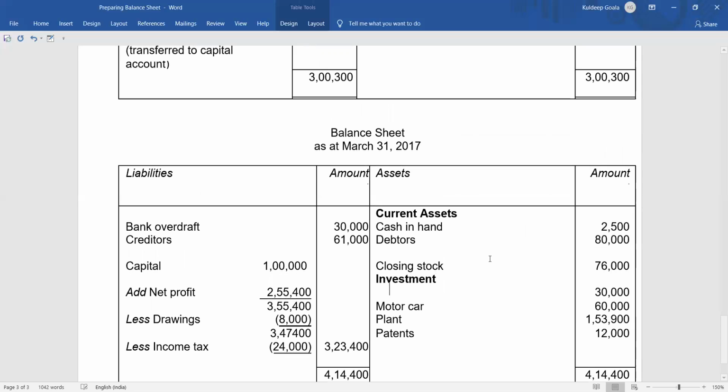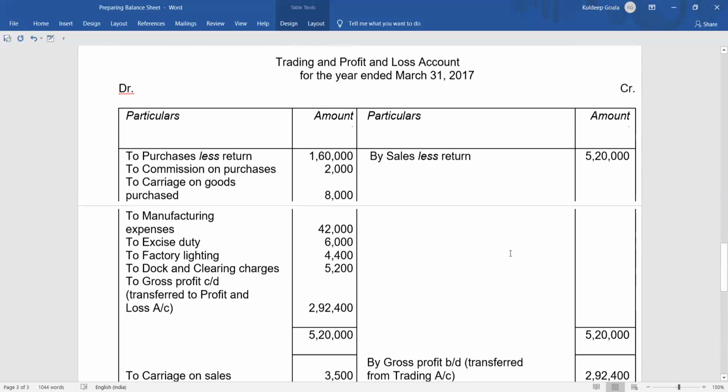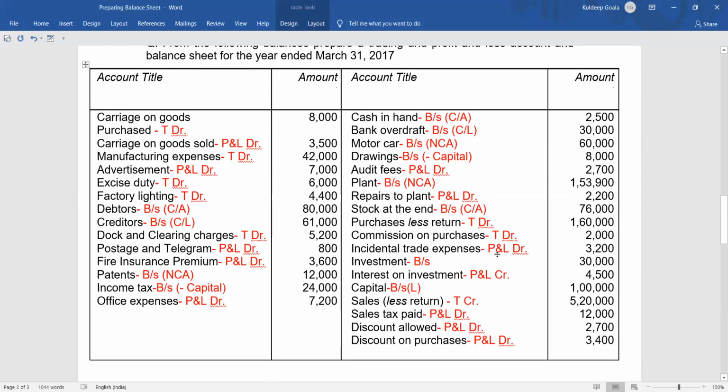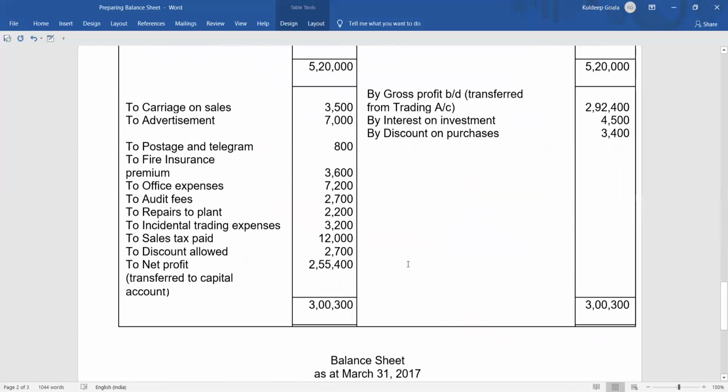Then we'll go with the next item, that is non-current assets. Under the heading non-current assets, first of all we are going to see the asset which is going to have a lesser life than the other non-current assets. So let's find out the non-current assets. Yes, patent. Patent has a comparatively lesser time period because we hold it only for a limited period. So we can start with patent first, 12,000.